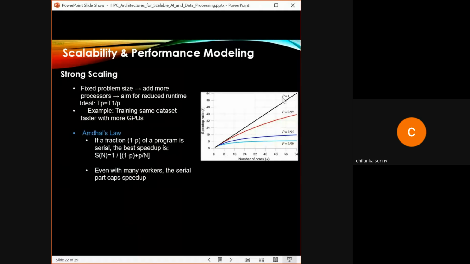So here, let's say P is the fraction of the work which we parallelize. P equal to 1 means it is entirely parallelized, then we'll get a speedup proportional to the number of cores or devices we added. It's a linear curve. But as the serial portion increases, we'll start seeing a diminishing effect even by adding more cores. It flattens very early, going to a saturation point, because the achievable speedup is limited by the serial fraction of the work.